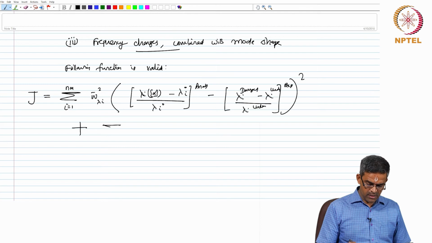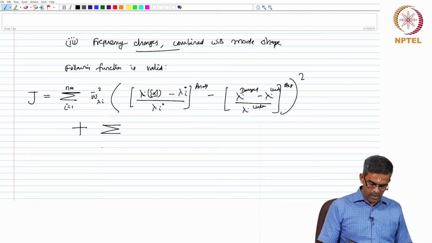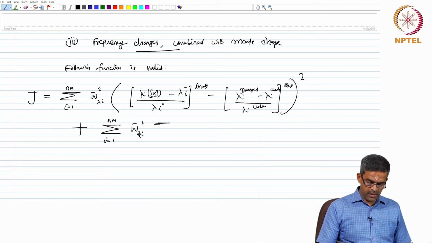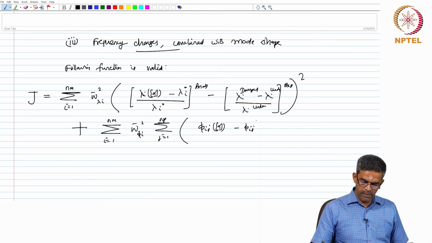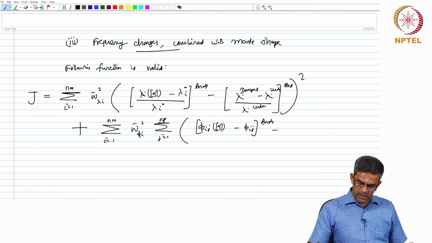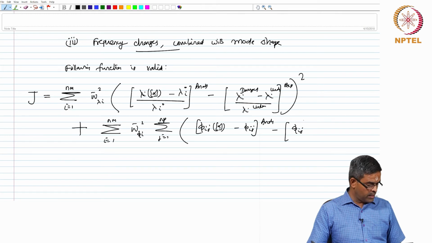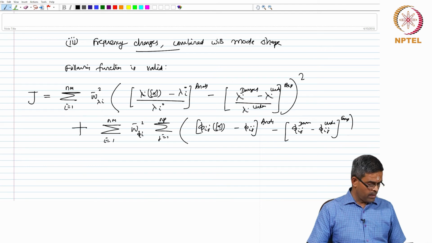Now, the second part of the equation will give you the change in the mode shape: i equals 1 to nm, W bar phi i square, summation j equals 1 to np, phi ij alpha minus phi ij analytical, minus phi ij damaged minus phi ij undamaged, experimental, the whole square.